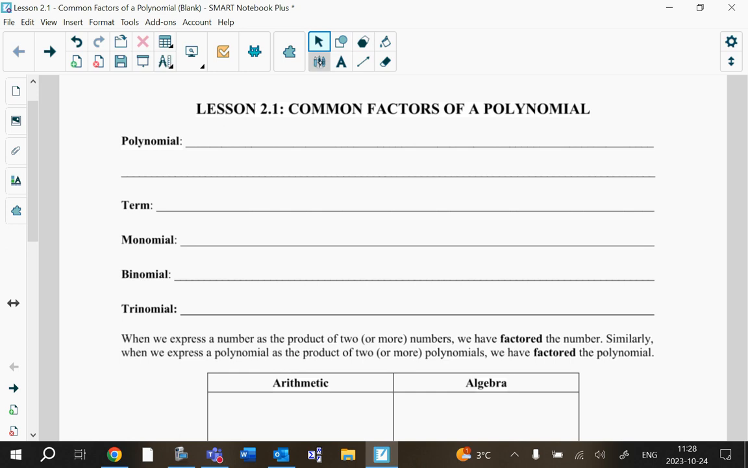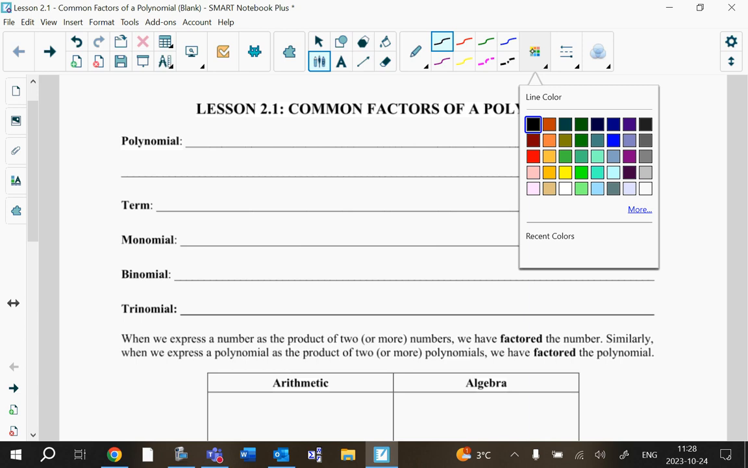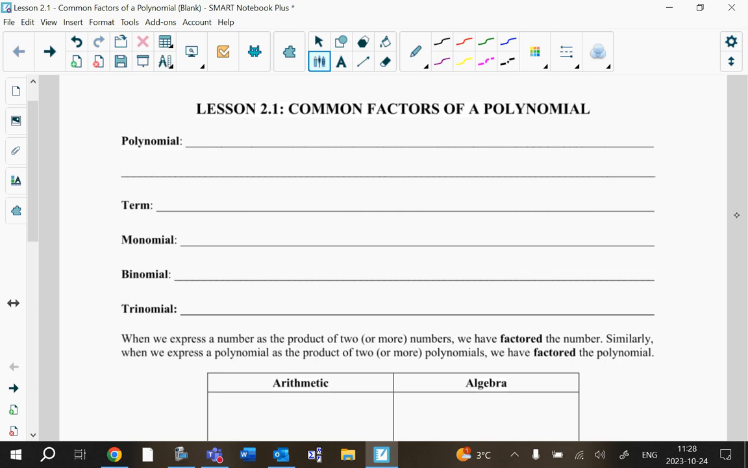Before we start with the first type and what factoring is, okay, I just want to review a few algebra words. You don't have to know the definition of these. You just have to know when I say the word polynomial, you should know what I'm talking about. Okay? When I say the word binomial, you should know what I'm talking about.